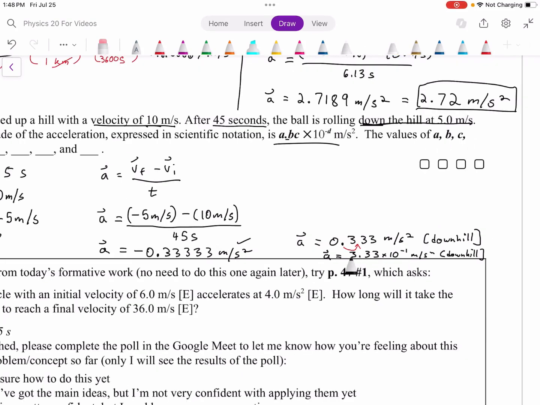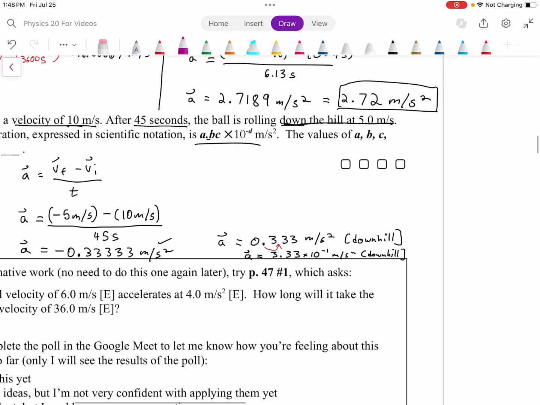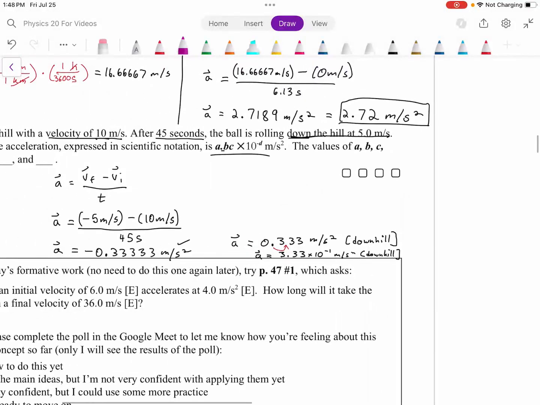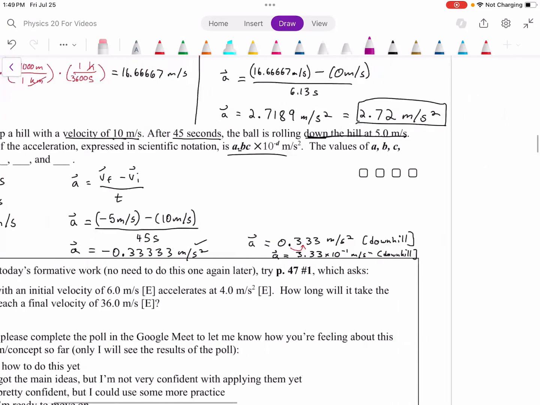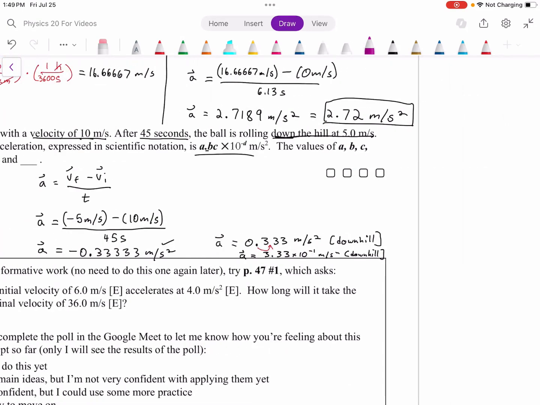And so to actually record this in Smarter Marks or on a Scantron sheet, notice what it's now saying. It's saying our answer should look like A.BC times 10 to the negative D. What are the values of A, B, C, and D? So that just means write it out so that it looks like this, and then tell us what numbers go in that spot.